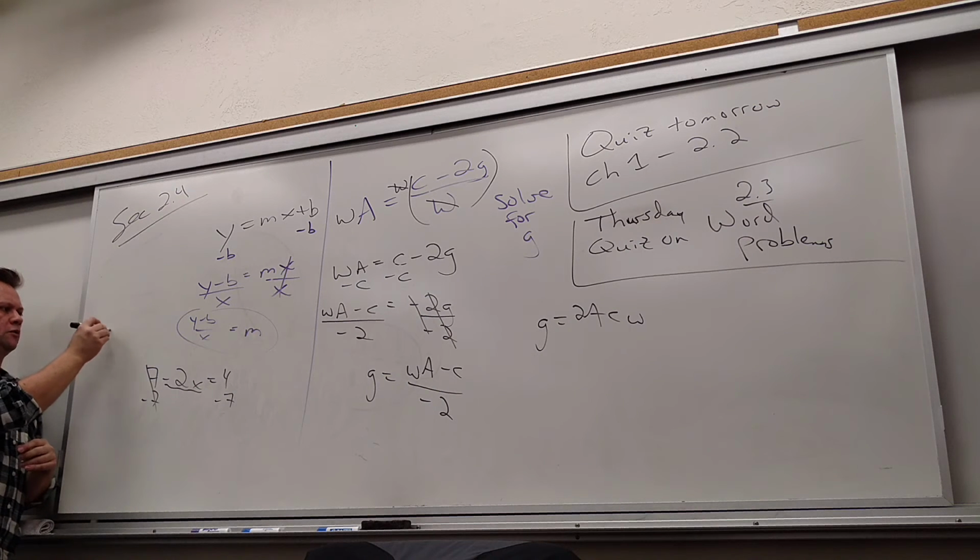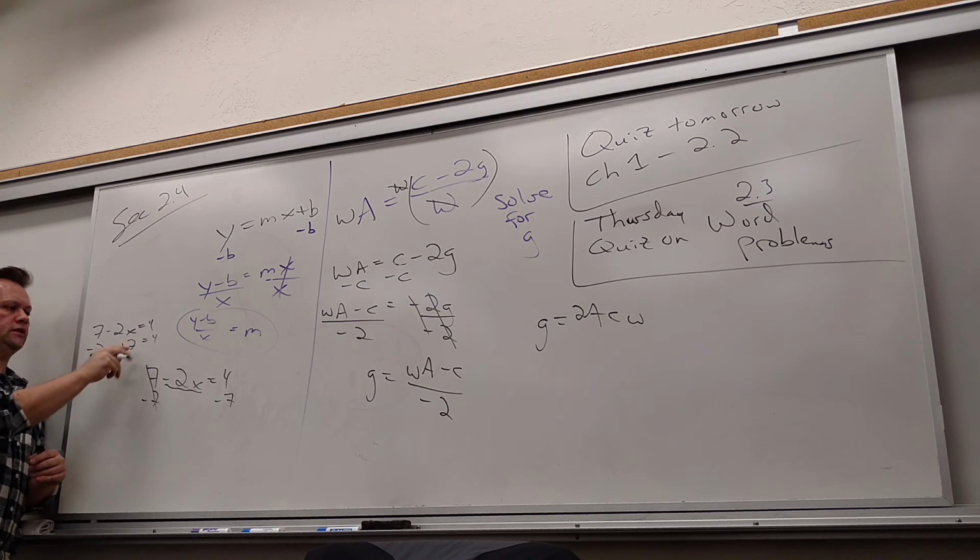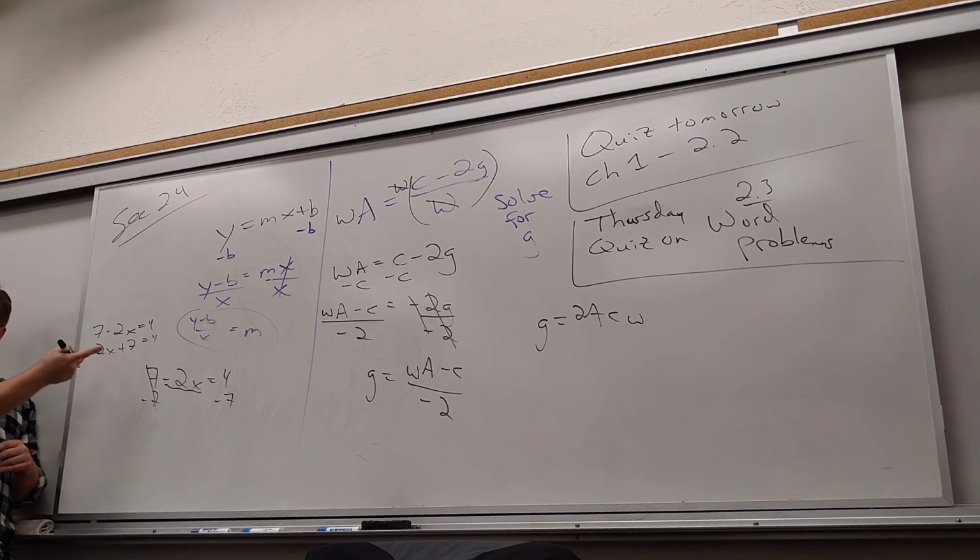Real quick, let me see if this helps. What's another way to write 7 minus 2x? Negative 2x plus 7. That's how you rewrite it, isn't it? So you're adding 7, so what's the opposite? Subtract 7. That's all you're doing.